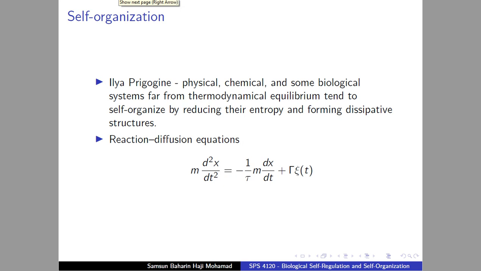Our system can self-organize, depending on the system. According to the scientist Ilya Prigogine, physical, chemical, and some molecular systems far from thermodynamic equilibrium tend to self-organize by reducing the entropy and forming dissipative structures. In this biological system, if we increase the temperature, what will happen? We try to reduce the effect of the temperature by reducing the entropy or forming dissipative structures.